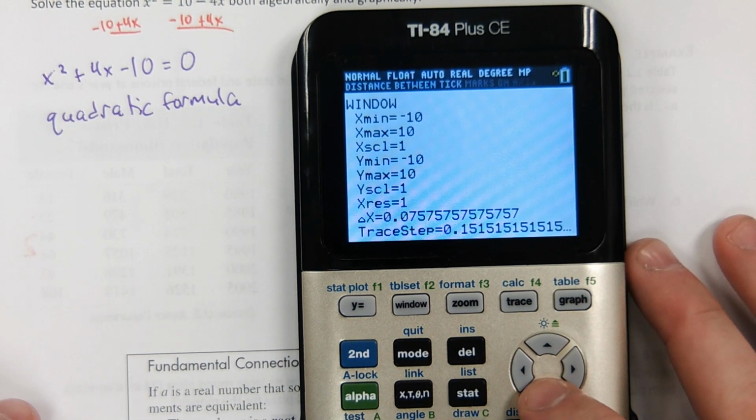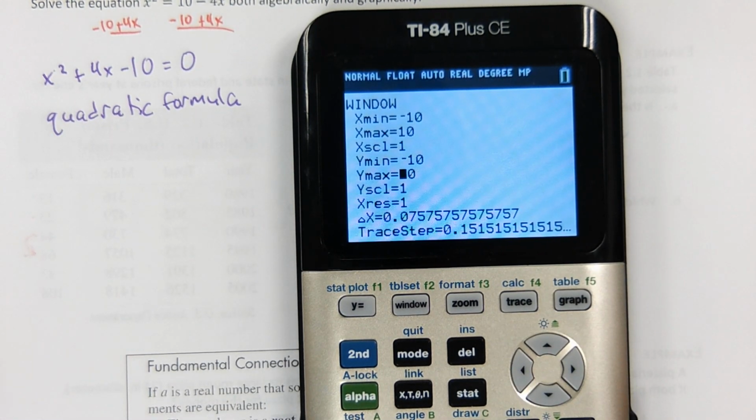What I'm going to do is go to my y maximum, and we're going to type in a new number. Anybody want to take an educated guess on how high we might need to go? 30. Let's try 30 and see what happens. 1,000 is probably way too much. Let's go to 30.